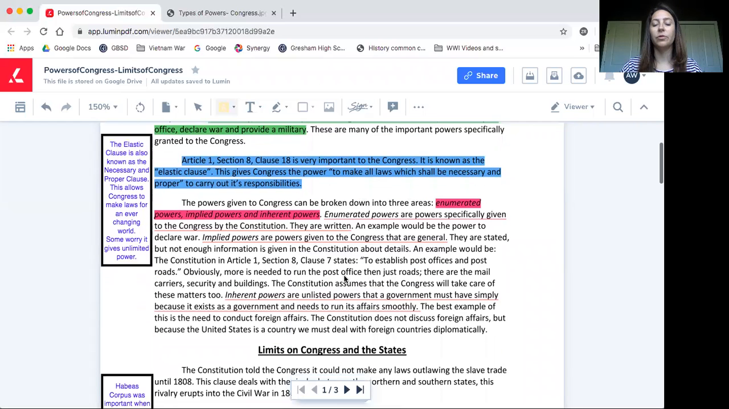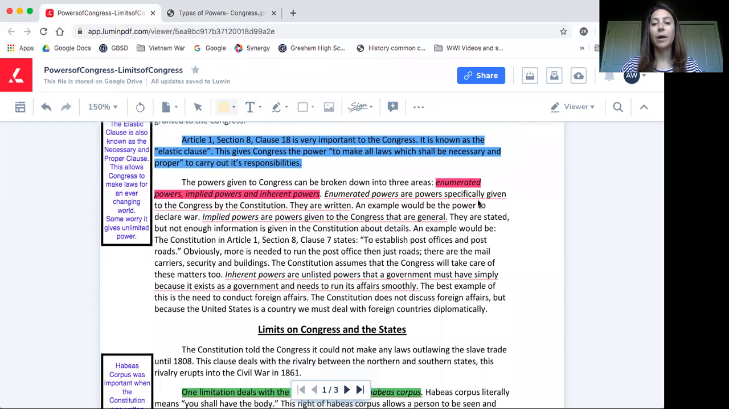Okay, so these are the first 3 types of powers listed, and we're not going to spend as much time here as we will on the other powers listed later in the reading. So: enumerated powers, implied powers, and inherent powers. Enumerated powers means that they're actually listed. Enumerated means numbered or listed, so that's an easy way for you to remember that they're specifically written out. Implied powers are more general.